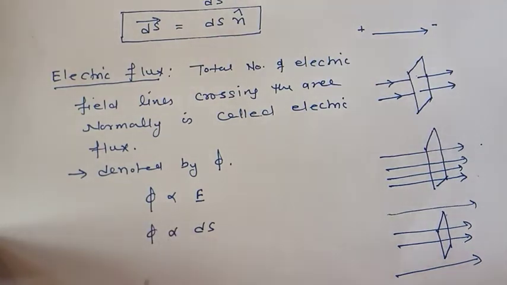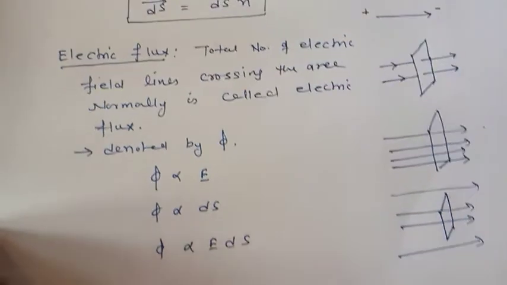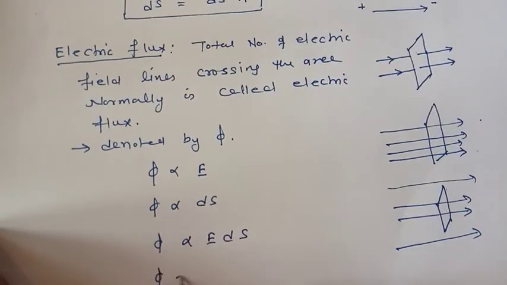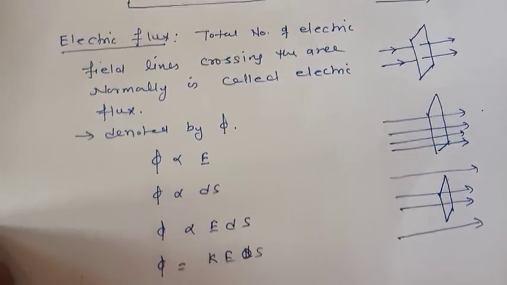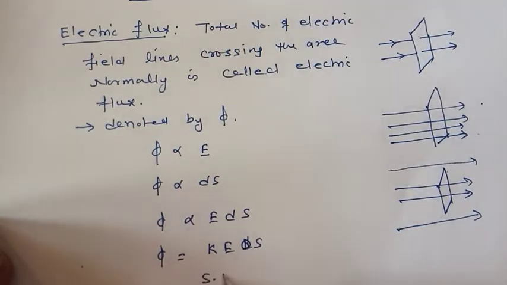So if you combine these two, you get phi directly proportional to EDS. Now remove this proportionality. So what we take? K EDS. So here in SI system we take K equal to 1. So phi equal to EDS.